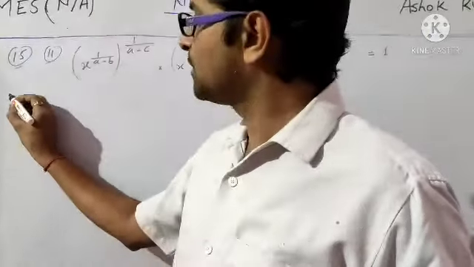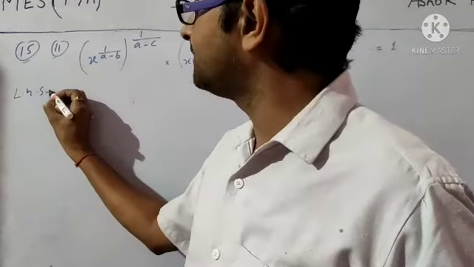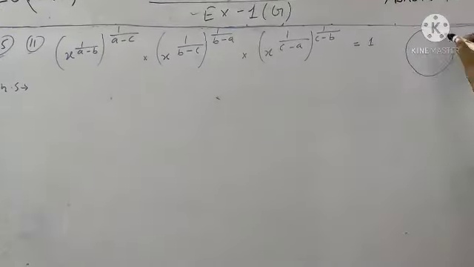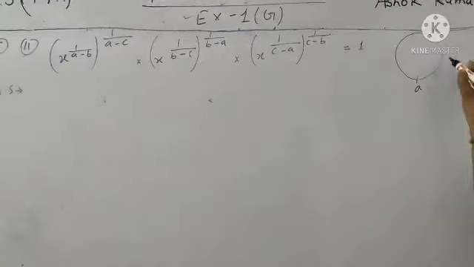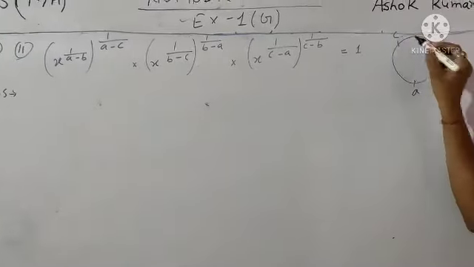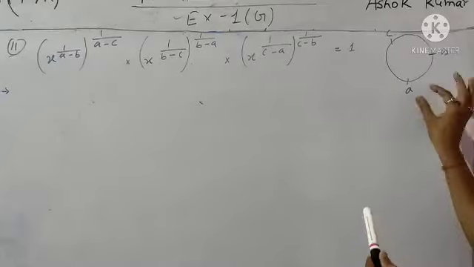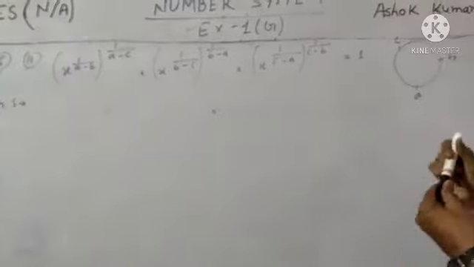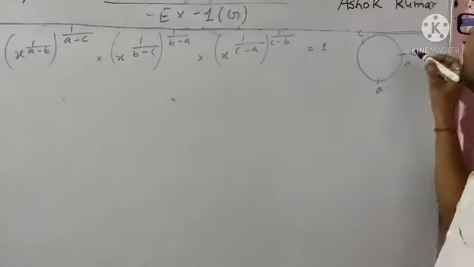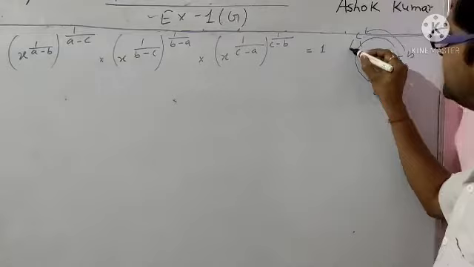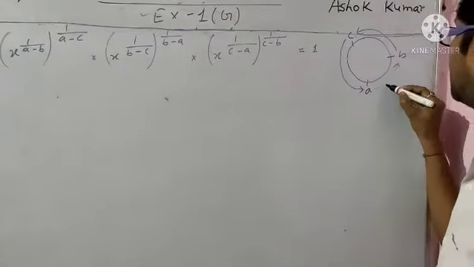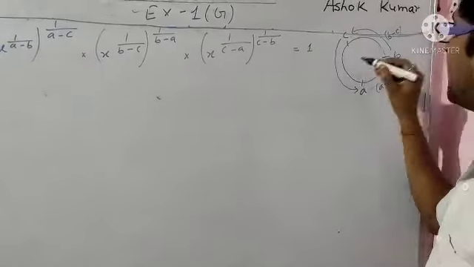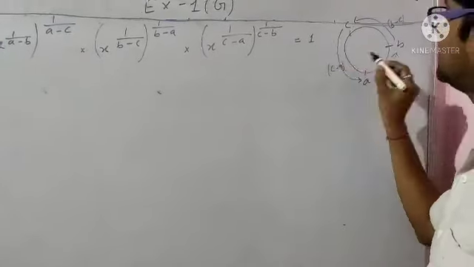Okay. So here student, first of all LHS side. First of all student, you have to know what is the cyclic order. Cyclic order is A, B, C. 3 points lie on a circle. Suppose A, B, C lie on a circle. Then A minus B, B minus C and C minus A, this is the cyclic order. Here we can write A minus B, here we can write B minus C, and this is the C minus A. This is the cyclic pattern.